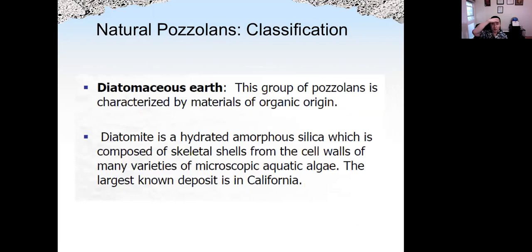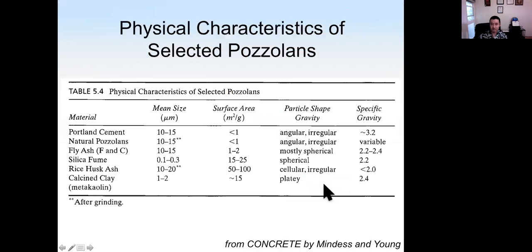We could also have natural pozzolans from organic origins, such as the so-called diatomaceous earth. This is a group of pozzolans from organic origin. We can get that from algae, such as in states like California.